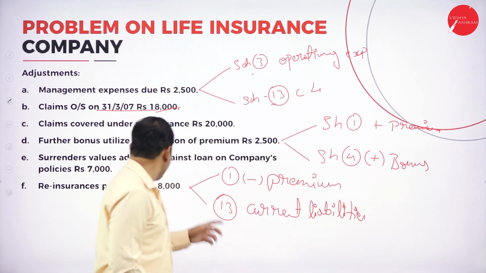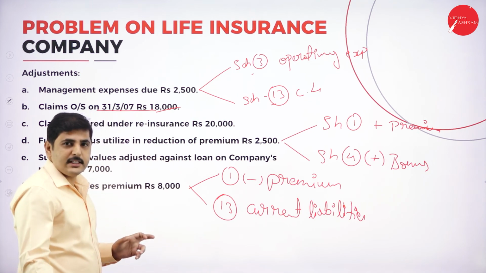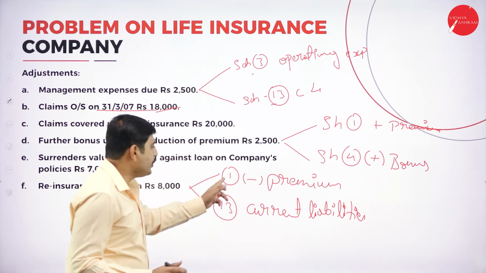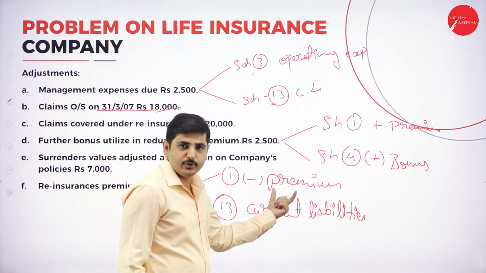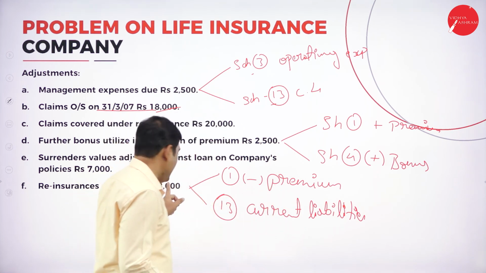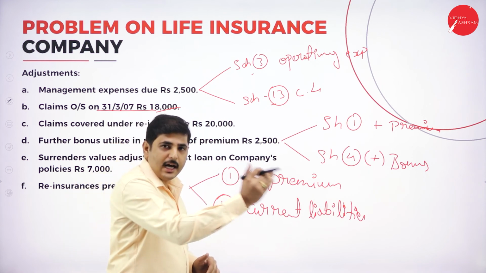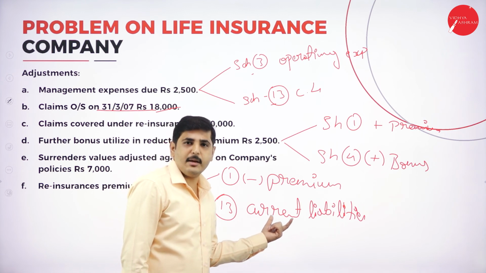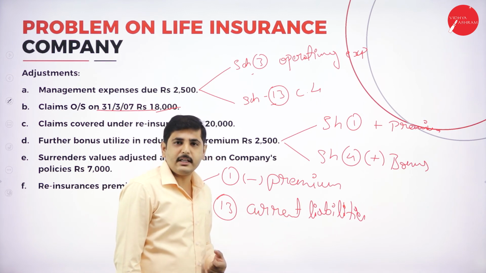See, once again I am repeating. Reinsurance premium means we have to share the premium with another company. That's why it should be deducted from the premium. So we will not get the premium of 8,000 rupees. It should be given to the other company. So deduct it from the premium and show it under current liabilities. It is a liability for the company.